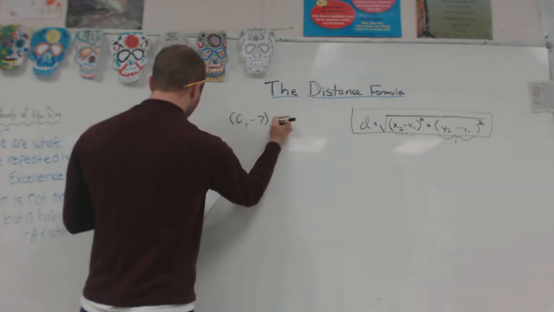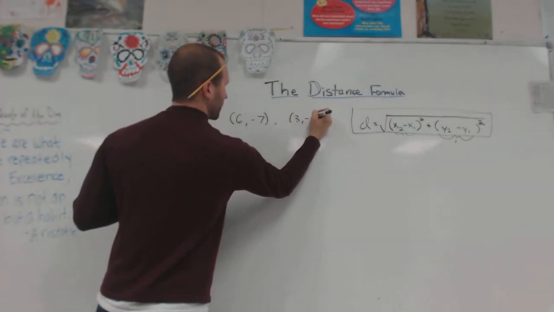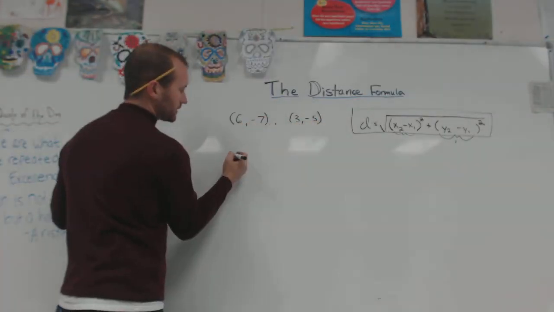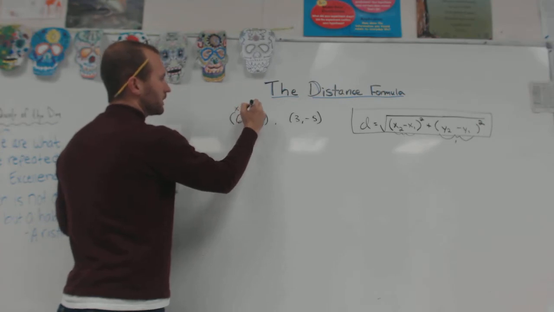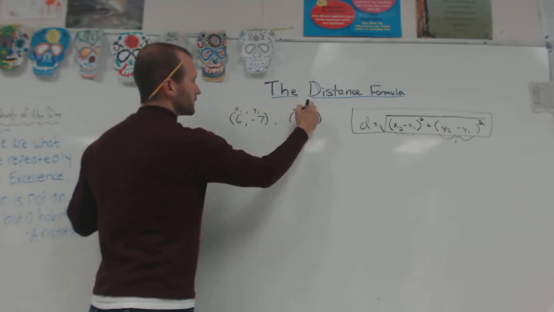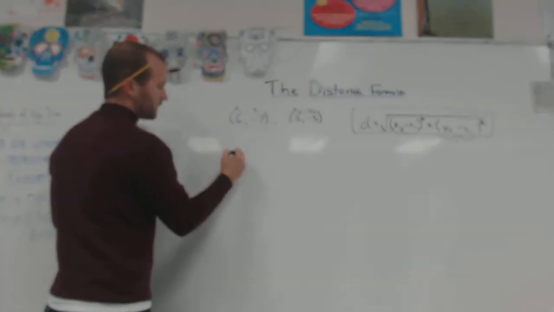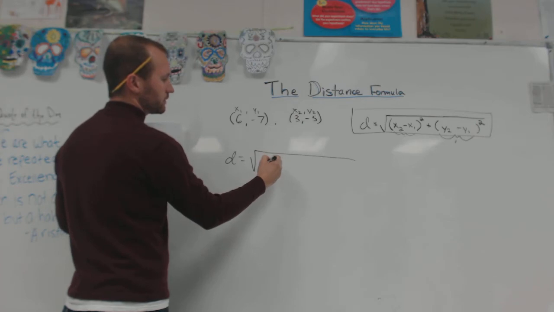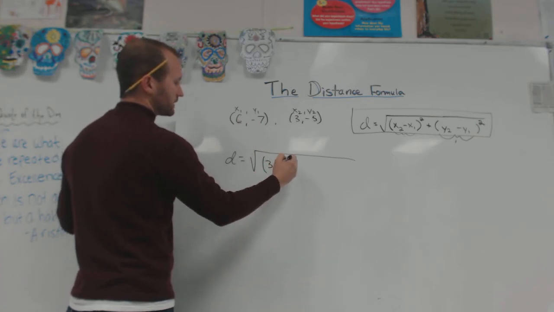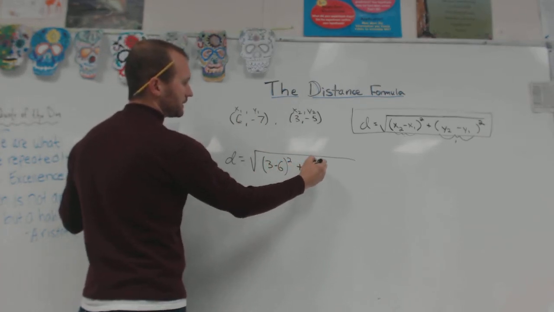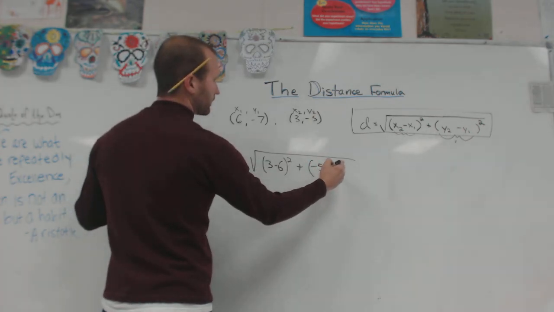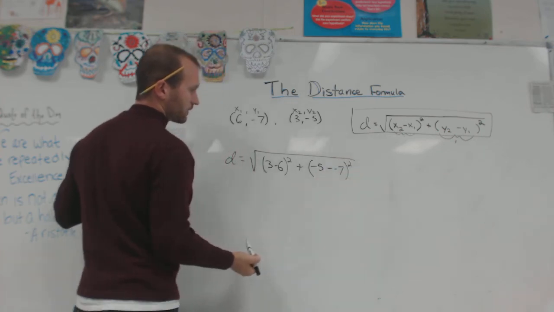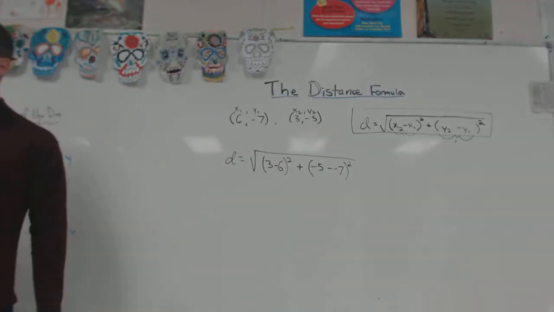6 comma negative 7, and 3 comma negative 5. The distance between those 2 points, I'm just going to plug it into my distance formula. So let's call this x1, y1, x2, y2. The distance equals the square root. So I'm just going to do x2, 3, minus x1, 6 squared, plus y2, negative 5, minus y1, negative 7 squared, and then I just solve that.